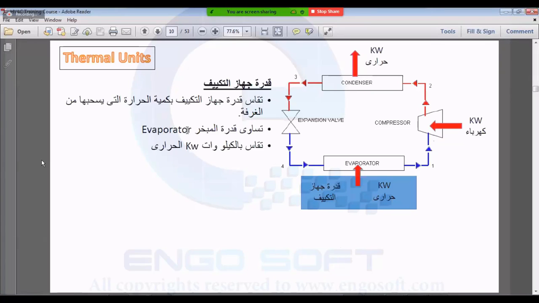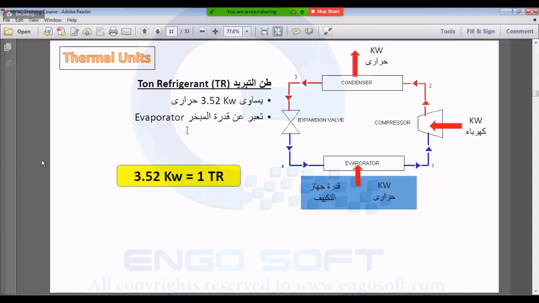Let's speak about the thermal unit. When you buy your apartment and you want to install a split unit inside it, everybody tells you that the split unit is 1 horsepower, 2 horsepower, 3 horsepower, right? What is meant by horsepower?